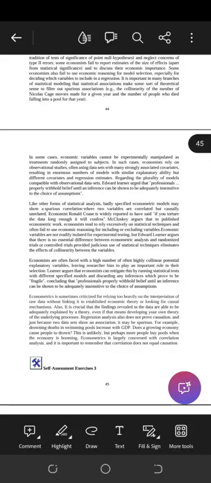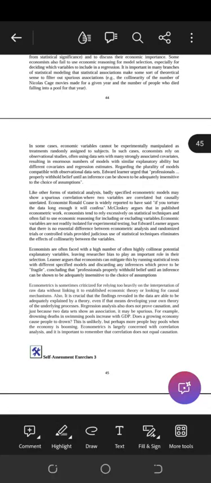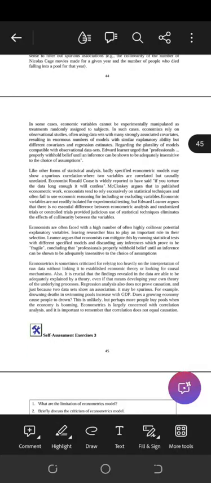E.g., the collinearity of the number of Cage movies made for a given year and the number of people who died falling into a pool for that year. Now, this is a regression someone is running. Look at the relationship between Cage movies, like Hollywood movies made, and the number of people dying in swimming pools. So what is the relationship between movies that some people make on their own and others who go and drown themselves in a swimming pool? So it may make sense on the surface, but by the time you look at it deeply, it may not really make any sense.